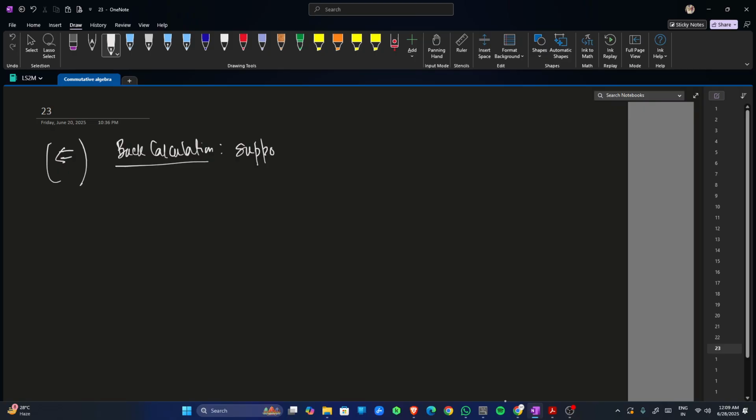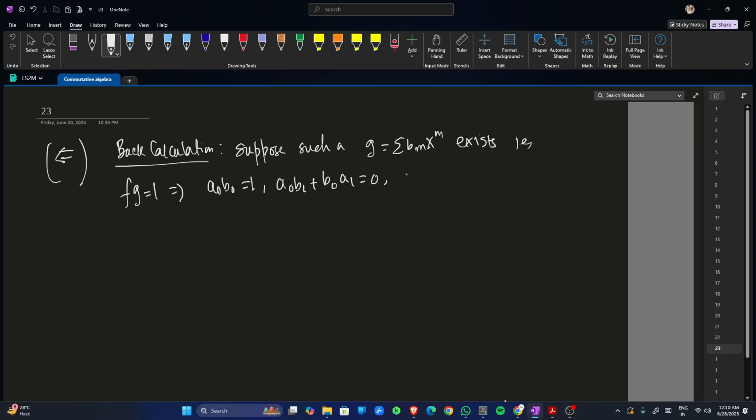Suppose such a g exists. That is, fg equals 1. This implies a0 b0 equals 1, a0 b1 plus b0 a1 equals 0, a0 b2 plus a1 b1 plus a2 b0 equals 0, and so on.